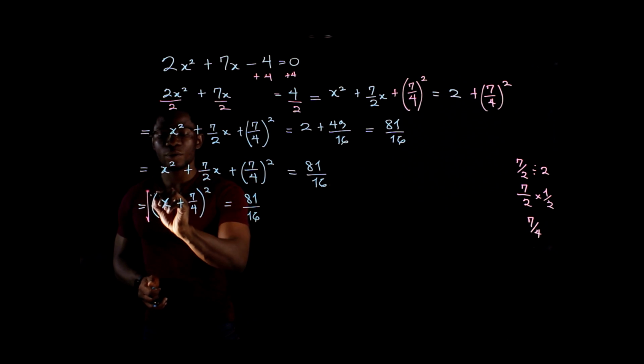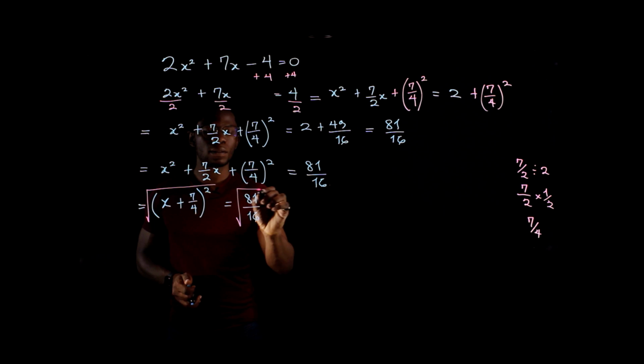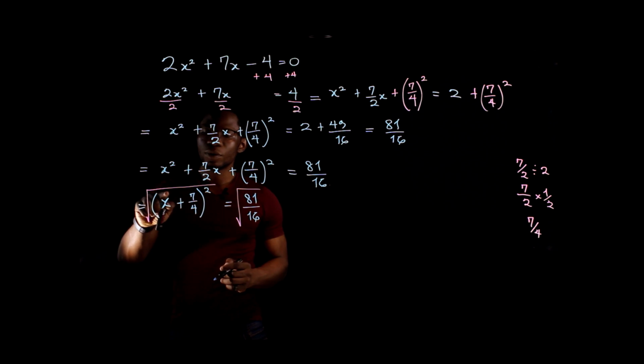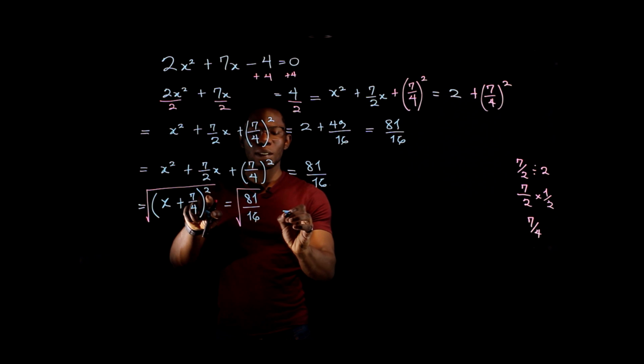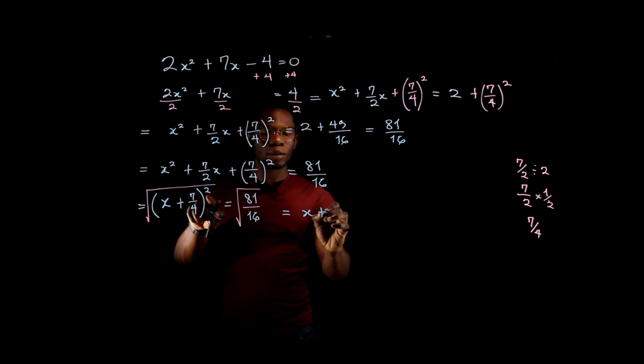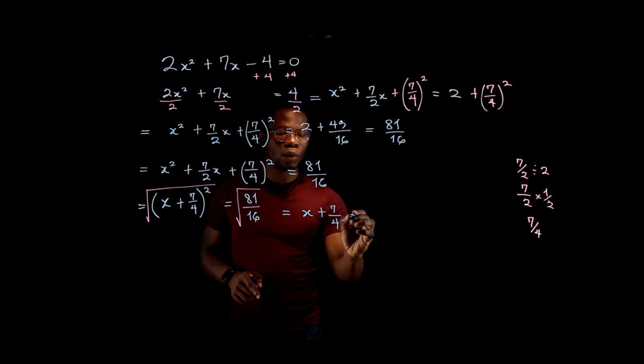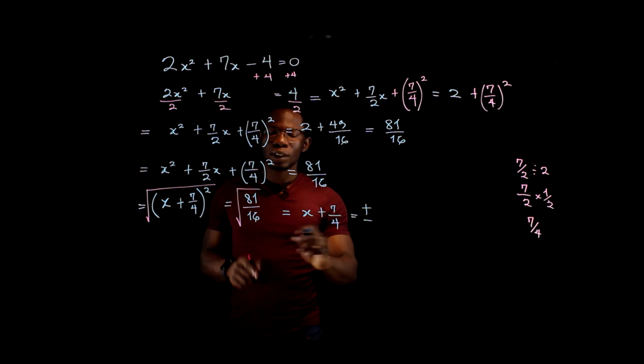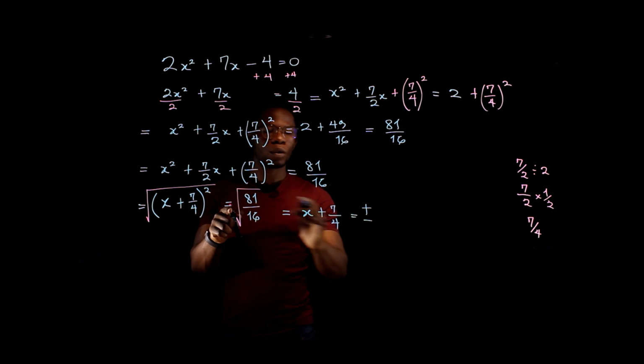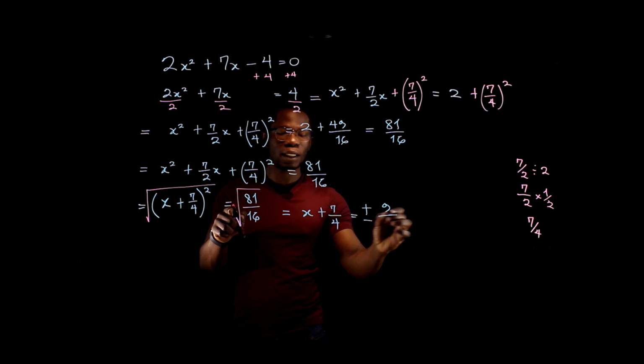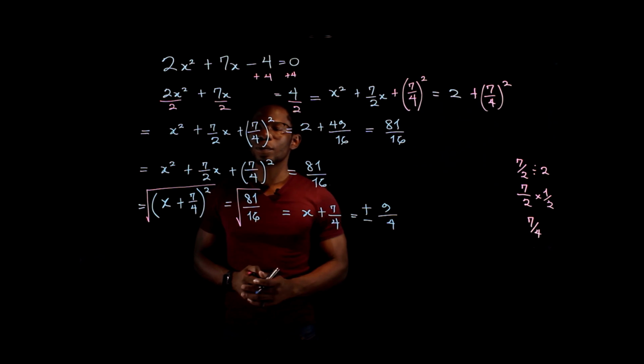Now we find the square root of both sides. So if we do that, the square root sign cancels out the square sign here and we're left with x plus 7 over 4. And on this side, we have plus or minus the square root of 81, which becomes 9, and the square root of 16, which is 4. So we have plus or minus 9 over 4.